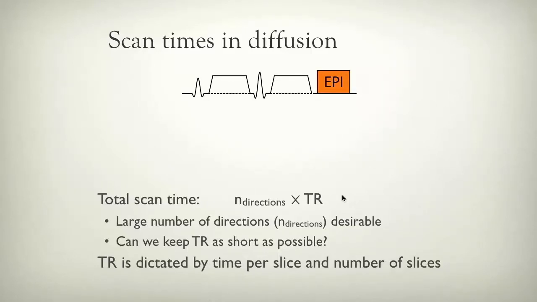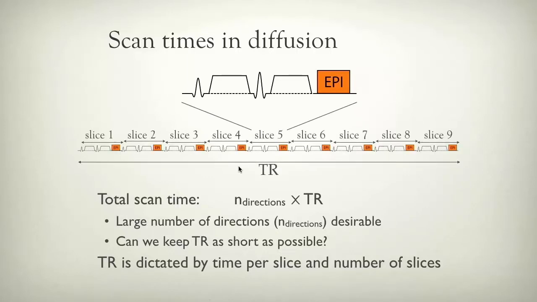And so if we want to keep the scan time as short as possible, there are two things we could do. We could reduce the number of directions. In general, we don't want to do that because that imparts useful information. Or we can try and reduce this repetition time. So what dictates the repetition time? It's basically the time per slice and the number of slices that we have. So traditionally, we would just repeat this from one slice to the next, and when we get to the end, we would go back and acquire data with a different diffusion direction.